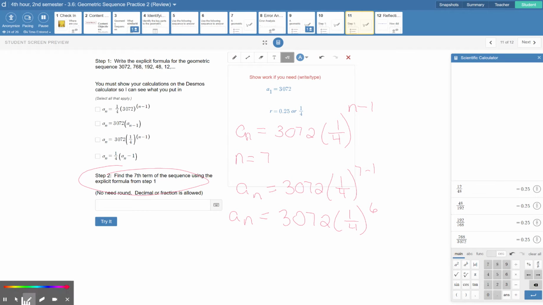And then use the calculator. Once again, use the Desmos calculator so then I can see any calculations that you do. So you can keep it as a decimal, 0.75, or 3/4. 3 divided by 4 would have gotten you the same answer.